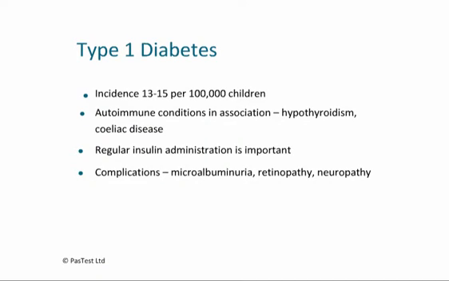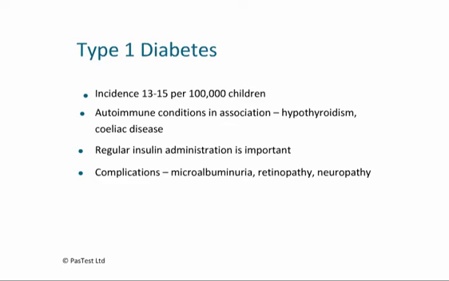Type 1 diabetes is increasing. The incidence is roughly 13 to 15 per 100,000 children in the UK. As type 1 diabetes is an autoimmune condition, other autoimmune conditions are possible, such as hypothyroidism and celiac disease.